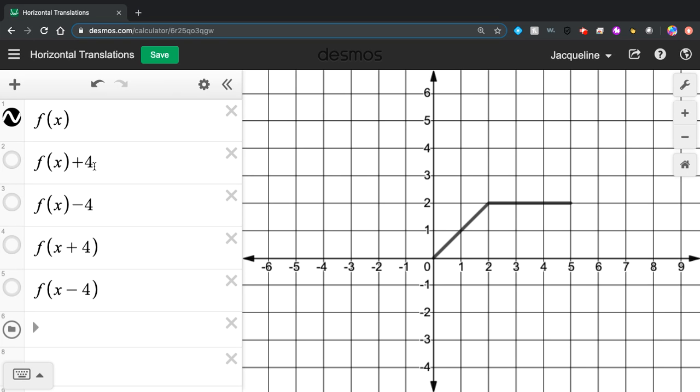Notice the difference in these equations. We have +4 and -4 outside of the parentheses, and then we have +4 and -4 inside of the parentheses. So think about it for a moment. Which do you think it is? And now let's test them out.